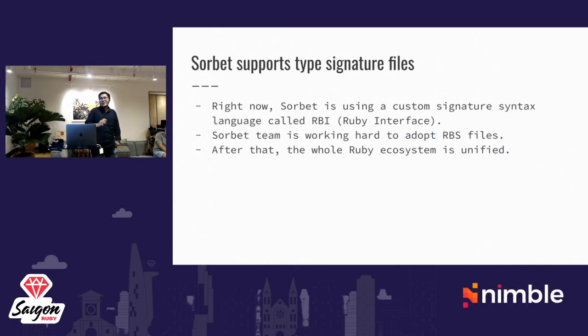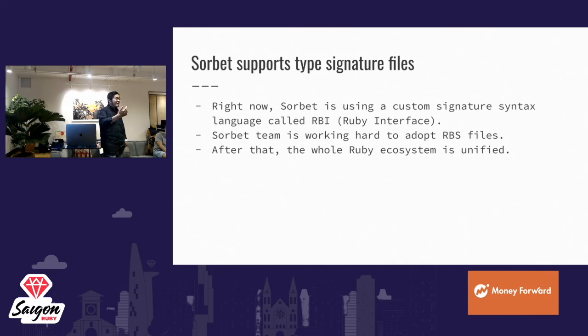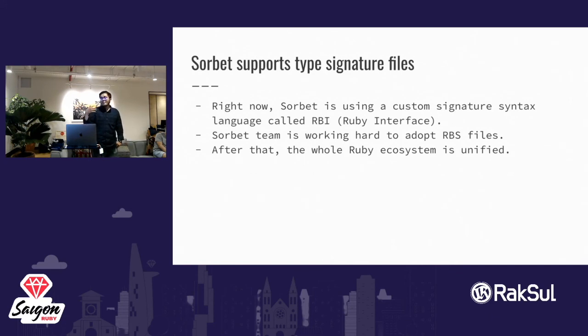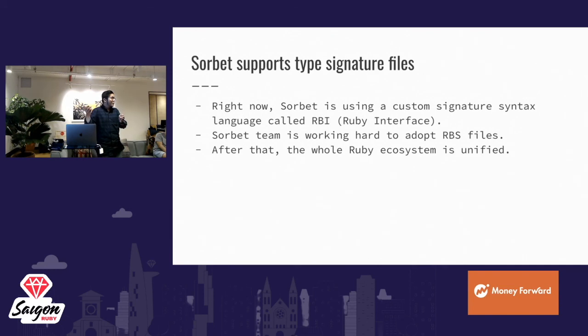Right now, Sorbet is using its custom signature syntax called RBI. But in the future, when the team finishes working on it, it will use RBS files directly. It is the purpose of unifying the whole RBS system, so that the whole community, Sorbet, and all the type checkers in Ruby can use the same standard. If the team finally finishes the migration, the Ruby ecosystem is unified. It means that you can use Sorbet or other type checkers in the future without changing anything. Maybe they will work interchangeably. Yeah, that is the biggest benefit of RBS.